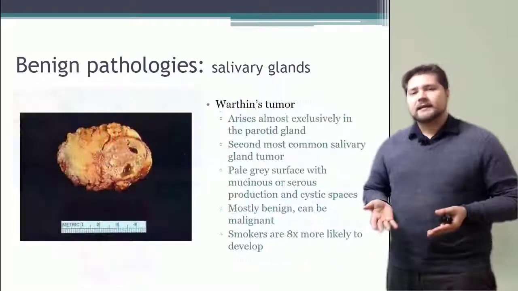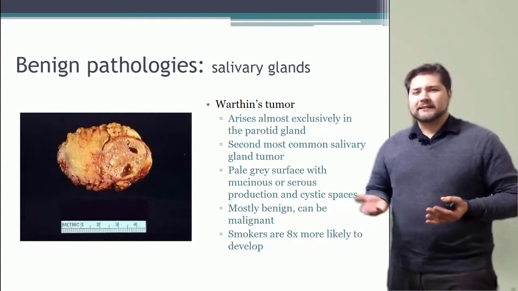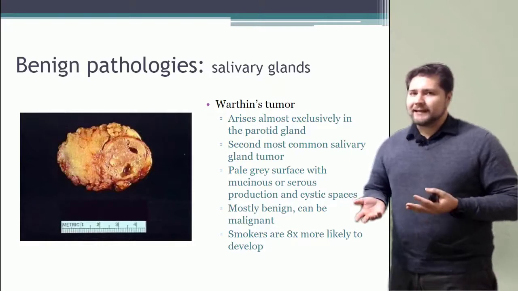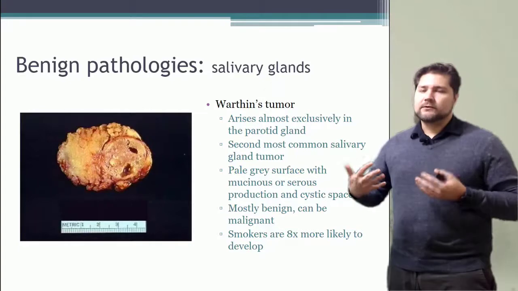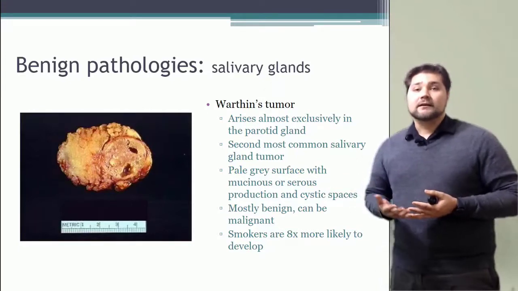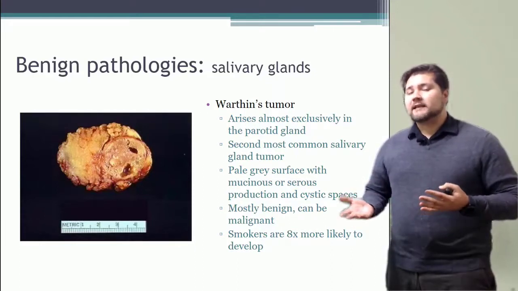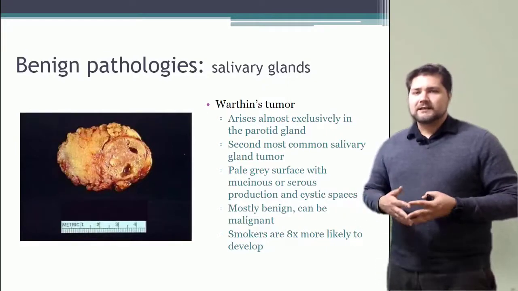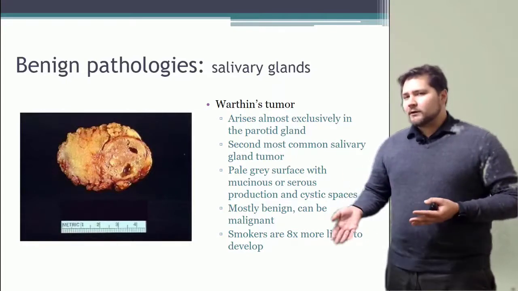Next up is Warthin's tumors, and these are kind of cool as well. Honestly, I guess a lot of the salivary gland tumors are pretty cool. So Warthin's tumors are tumors that arise usually in the parotid gland. Again, you'll find most of our tumors tend to be parotid gland tumors. And that's probably just due to the size of the gland. It leads to more problems and more likely sites of disorder. But these are going to be the second most common salivary gland tumor after pleomorphic adenomas. So most of what you're going to get for frozens on the parotid gland are going to be pleomorphic adenoma, followed by Warthin's.